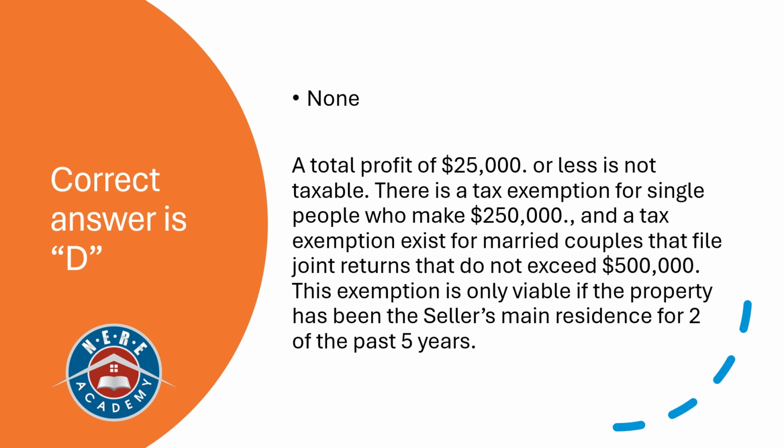So there's a tax exemption for single people who make $250,000, and a tax exemption exists for married couples that file joint returns that do not exceed $500,000. This exemption is only viable if the property has been the seller's main residence for 2 of the past 5 years.